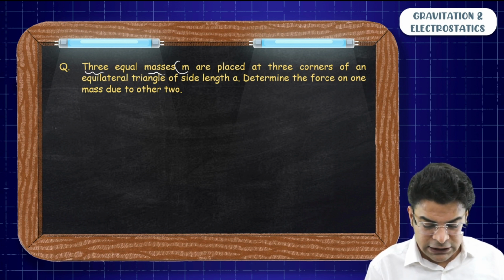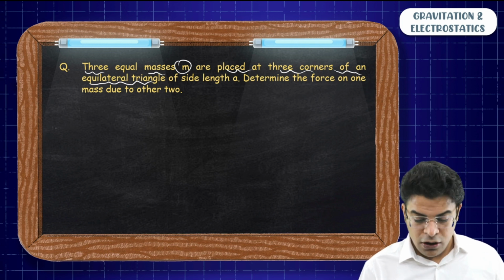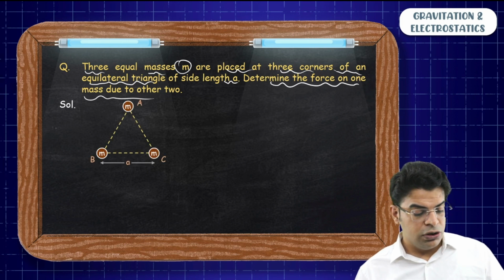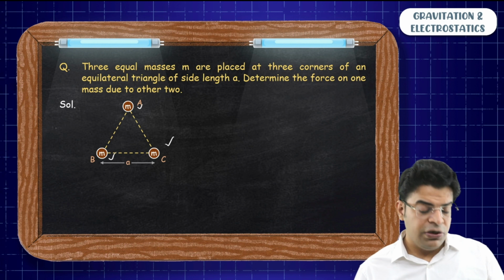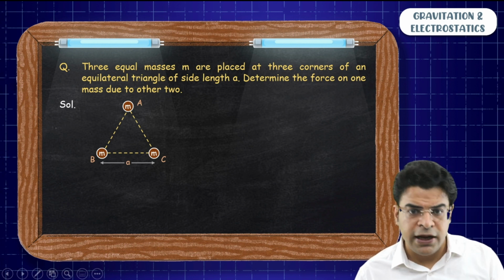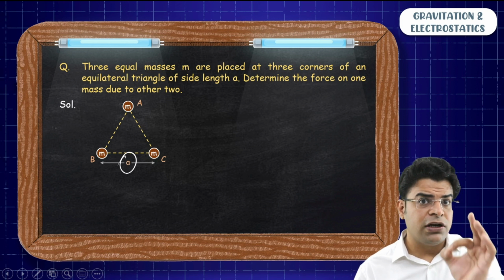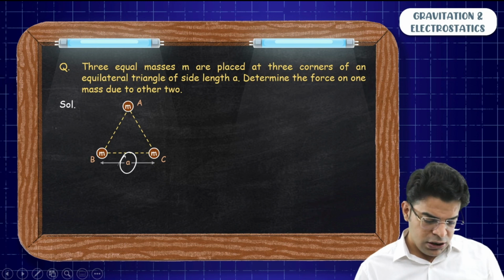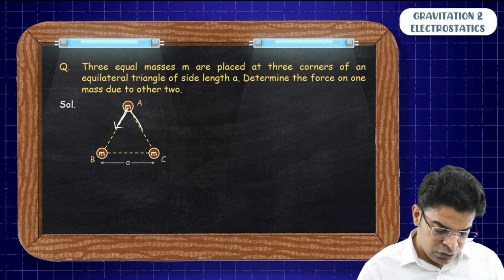Three equal masses M are placed at three corners of an equilateral triangle of side length A. Determine the force on one mass due to the other two. So visualize that you have three masses, M, M, M, placed at three corners of an equilateral triangle, and the triangle has side length A. Your mission is to determine the net gravitational force on any one of the masses due to the other two. So on any one mass there will be an attractive force due to the other two masses.